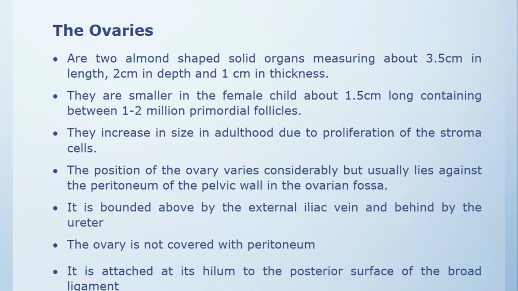The position of the ovary varies considerably, but it usually lies against the peritoneum of the pelvic wall in the ovarian fossa. The ovary is bounded above by the external iliac vein and behind laterally by the ureter. The ovary is not covered with peritoneum. It is attached at its hilum to the posterior surface of the broad ligaments.